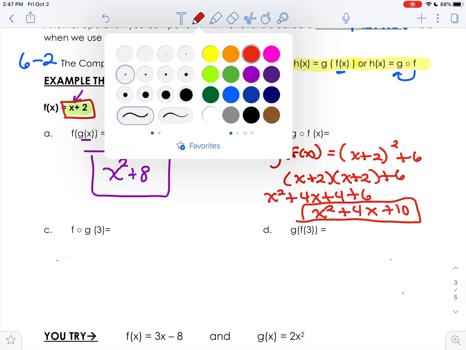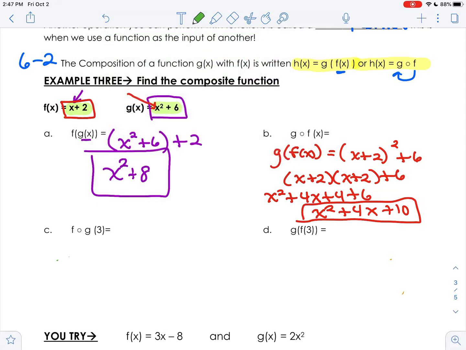Sometimes you're asked to find f of g of a value. Like for part C, we have to find f of g of 3. So the other notation would look like this, f of g of 3. And we'd want to start by finding g of 3. So let's do g of 3. That's going to be 3 squared plus 6. 9 plus 6, 15. So we found g of 3.